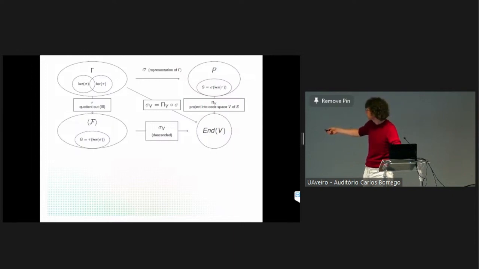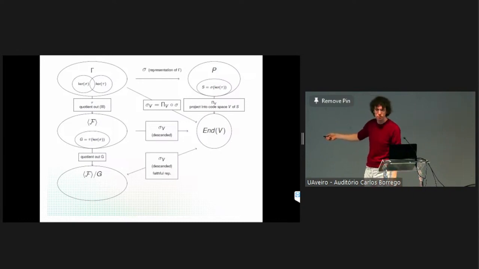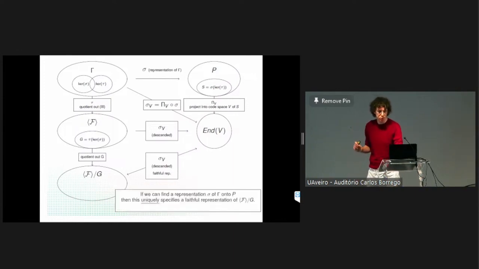And in fact, this is the kernel of sigma V, and so I can do one more quotient, right? And now I have this group here, which is this group of privileged elements quotienting out my superselection group. Okay? Then this descended representation is an isomorphism. Now, if you're paying very close attention, you will notice a caveat, but I'll get to it in a second. So I just want to emphasize: if we can find a representation of this greatest common multiple group, essentially, onto P, then this uniquely specifies a faithful representation of this quotient group here.